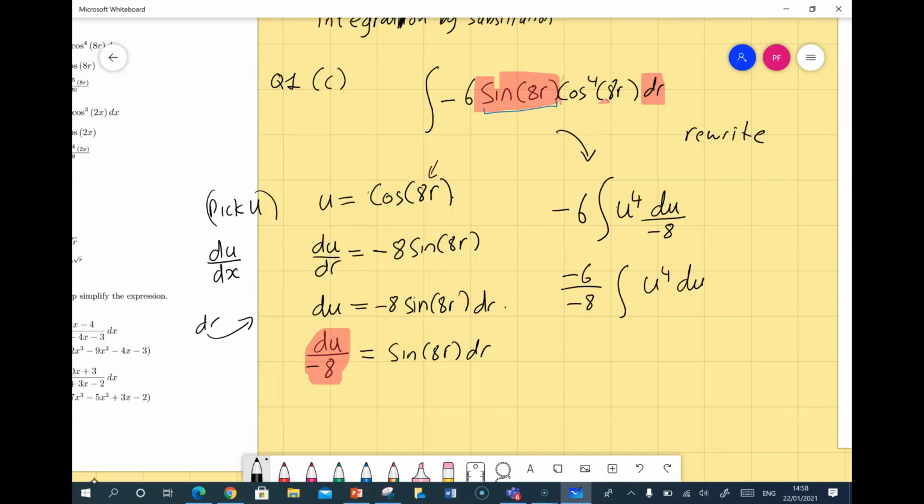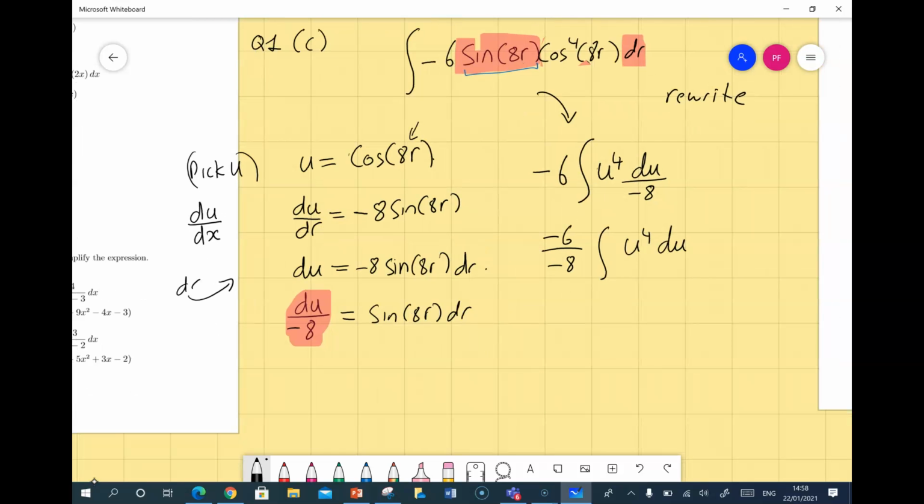du. Now you can simplify your fraction now or at the end, it doesn't matter. But first of all, minus divided by minus is a plus, and 2 divides into both of them. So it breaks down to 3 over 4 times the integral of u to the power of 4 du. Now we're ready to integrate. 3/4 and the integral, increase the power by 1, divide by the new power. And I'll save my plus c to the end.